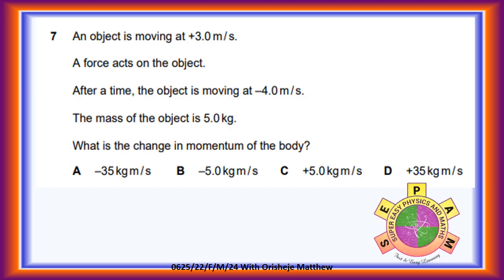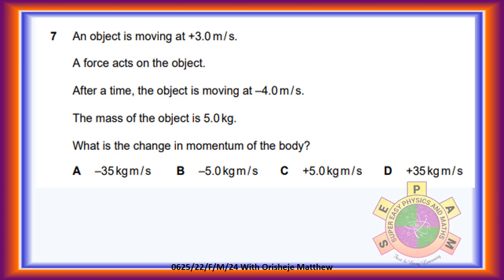Question 7. An object is moving at +3 meters per second. A force acts on the object. After a time, the object is moving at -4 meters per second. The mass of the object is 5 kg. What is the change in momentum of the body?